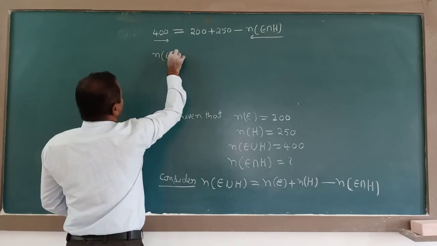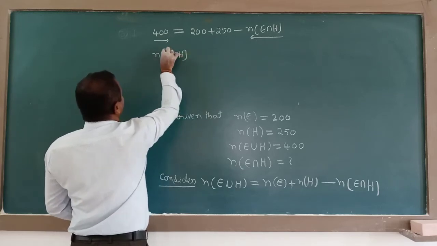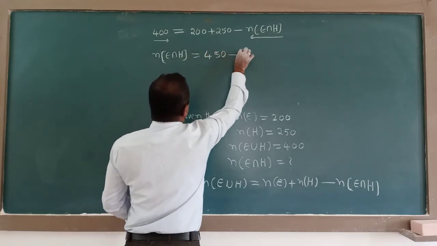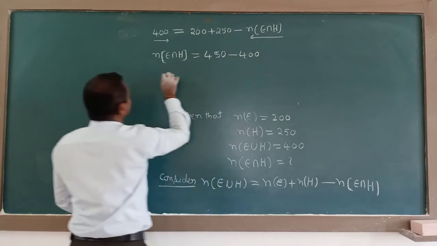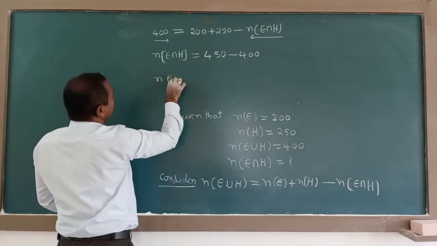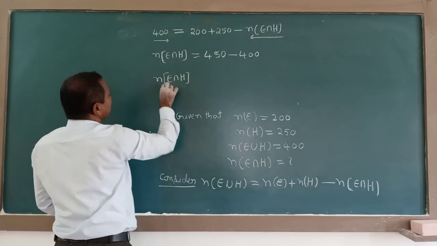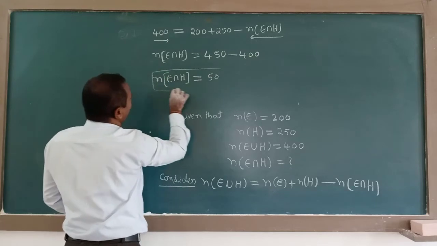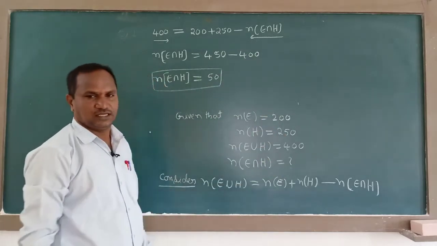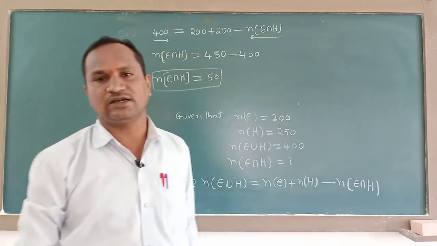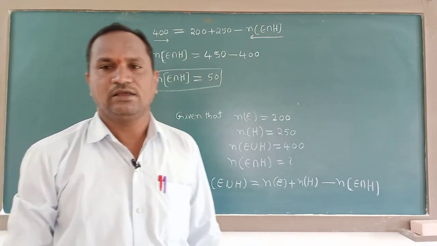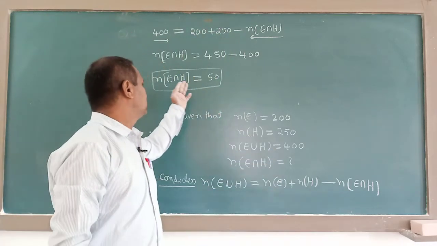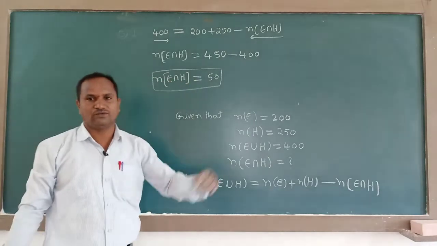n of E intersection H is equal to 200 plus 250, 450, minus 400, which becomes 50. The 50 people are speaking both English and Hindi. Like that we are finding who commonly speak both English and Hindi. Like that we found here n of E intersection H is equal to 50.